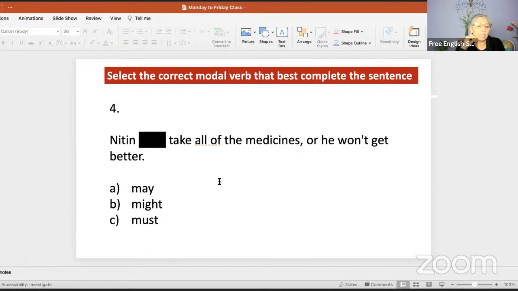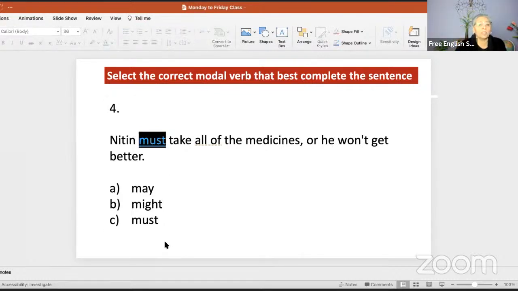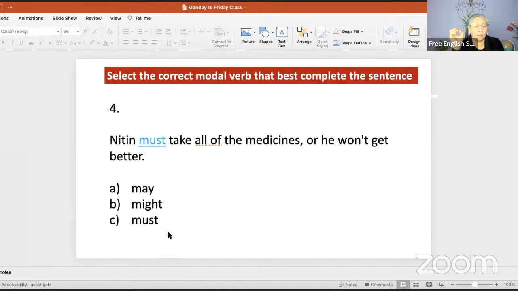ओके, सो नितिन ब्लैंक टेक ऑल ऑफ द मेडिसिन्स. ओके, सो लेट्स सी. अब यहाँ पे जो एडवाइस है वो क्या है? बहुत स्ट्रॉन्ग एडवाइस दी गई है. व्हाई? क्योंकि अगर वो मेडिसिन नहीं लेगा तो वो ठीक नहीं होगा. इट डिपेंड्स ऑन कि उसकी प्रॉब्लम क्या है, राइट? सो ये जो सजेशन है वो मस्ट वाली है, जो उसकी डिग्री है वेरी स्ट्रॉन्ग है, राइट? सो मैं इसको डिग्रीज में ही एक्चुअली डिवाइड करती हूँ कि ये डिग्री है आपकी सजेशन की, एडवाइस की, रिक्वेस्ट की, उसमें ही ये मॉडल वर्ब उस तरह से यूज होते हैं, राइट?